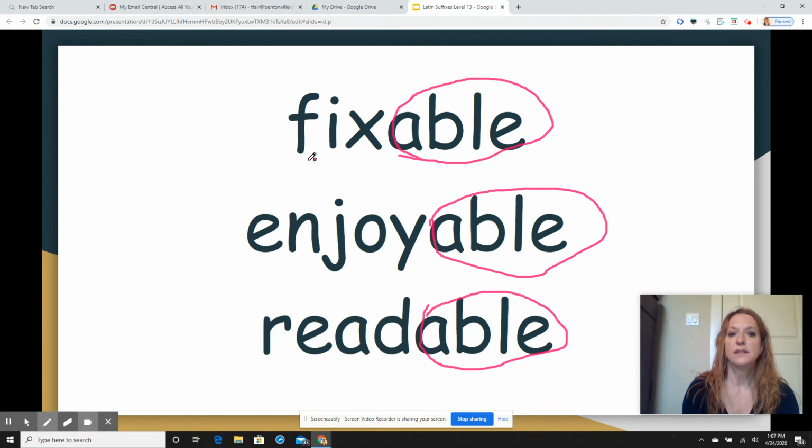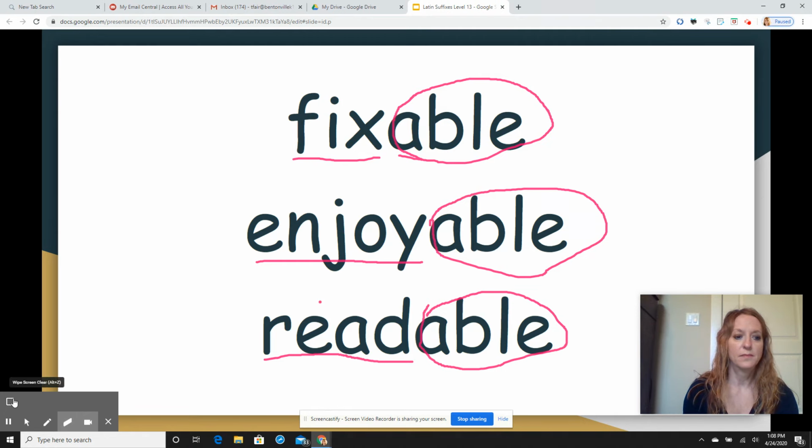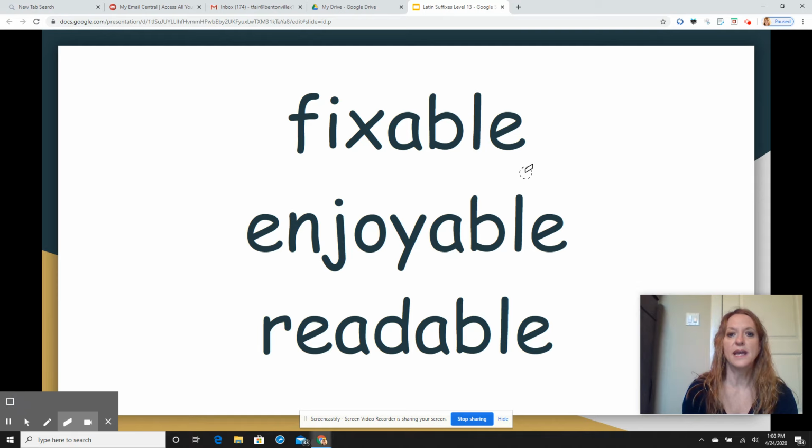Like this is the base word fix. This means fixable, means able to fix. Enjoy, that's the base word. Able is the suffix. Enjoyable means able to enjoy something. And then here's your base word, read. Readable, which means able to read. Okay, let's look at the next page.